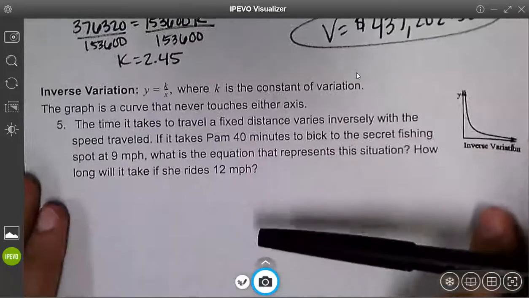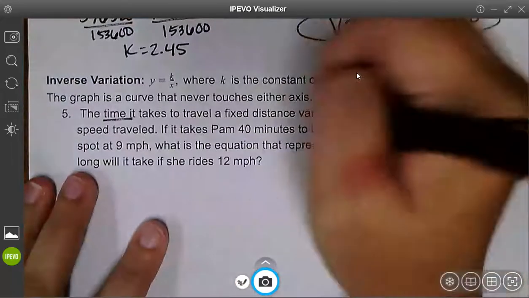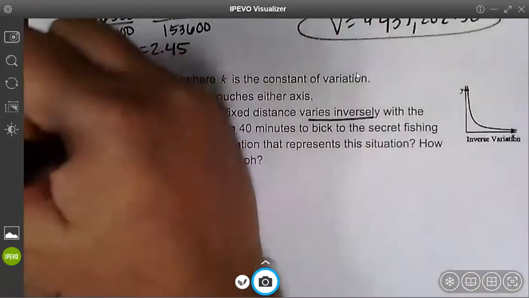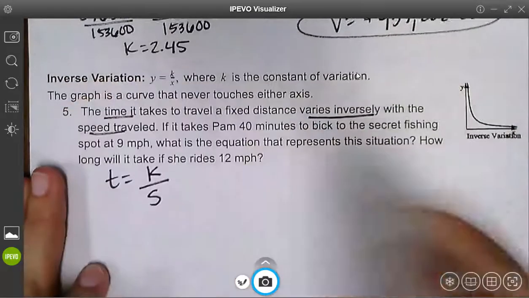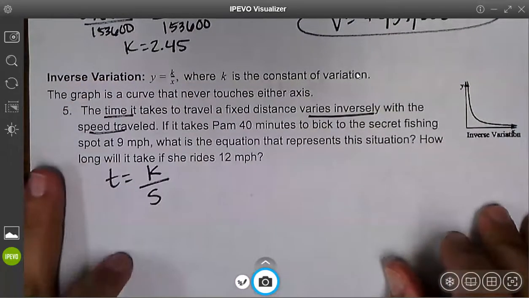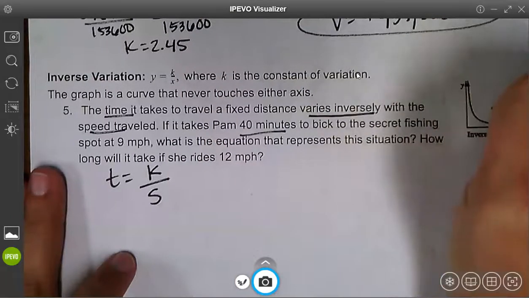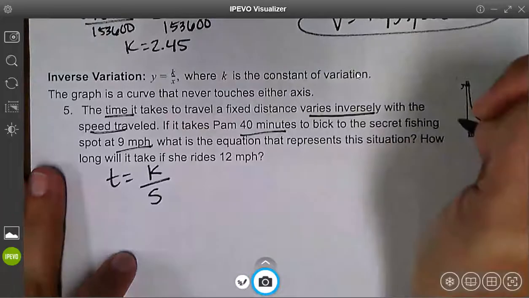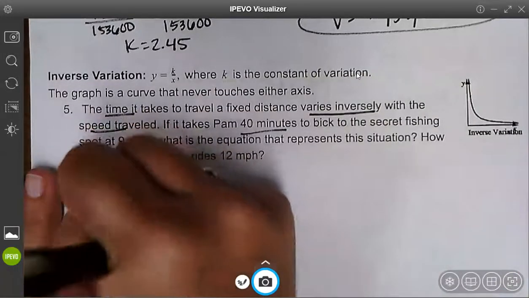Inverse variation is the only thing that's a little different than joint and direct. Inverse variation, your constant is still in the numerator, but your variable goes in the denominator. So the time it takes to travel a fixed distance varies inversely with the speed. So my time equals k, which is always on my numerator, divided by my speed. If Pam takes 40 minutes, that's my time, to get to the secret fishing spot at 9 miles per hour, that's my speed. So I have 40 equals k over 9.